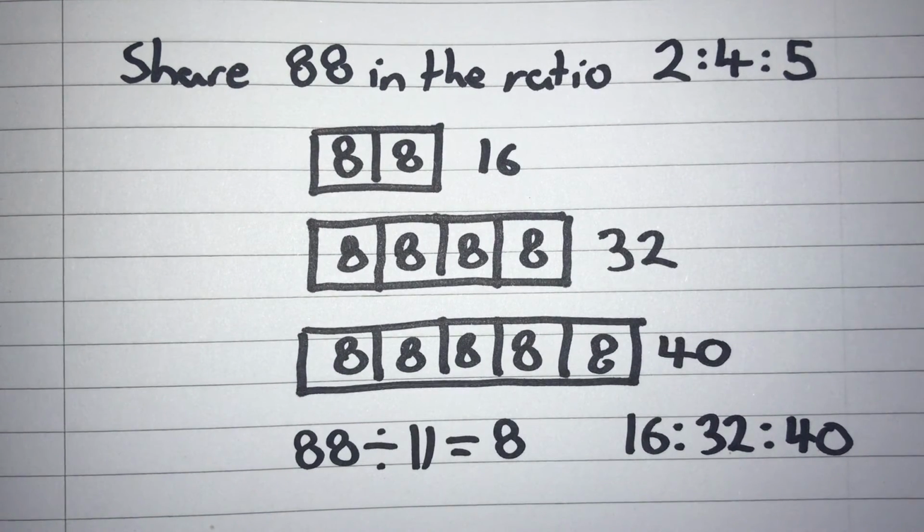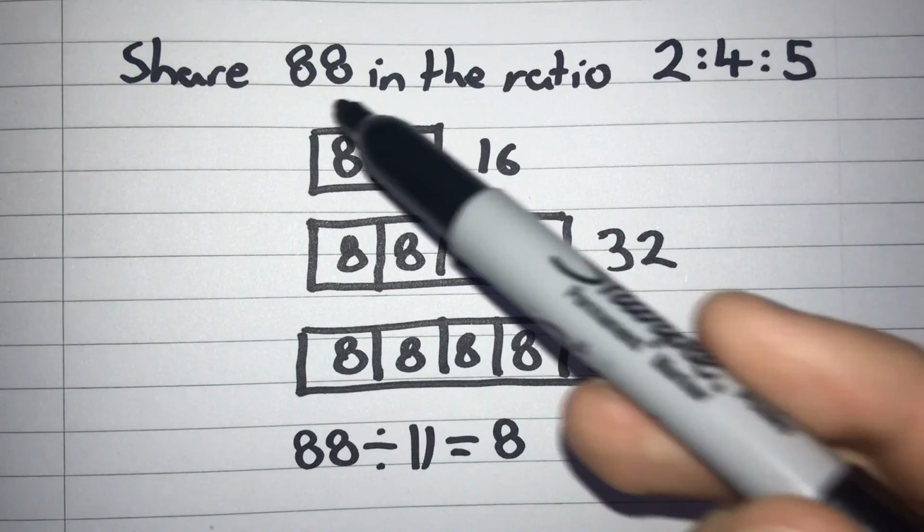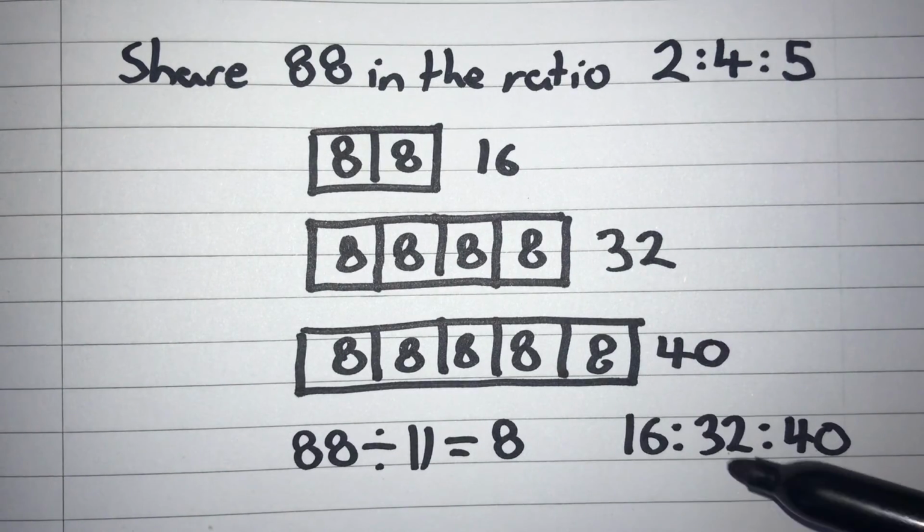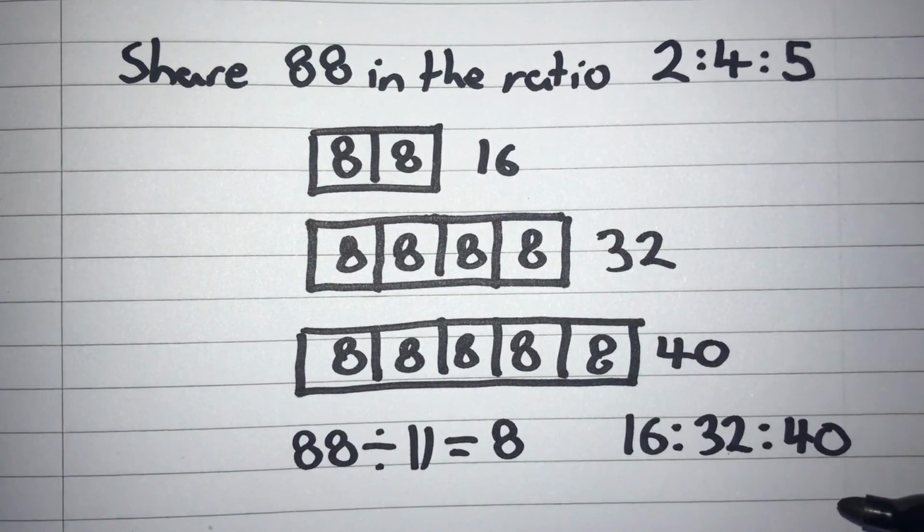And of course we can double check this just to make sure that each of these add up to the 88 we started with. Well, 16 add 32 gives us 48. Add another 40, we get 88. So we know we've done this correctly.